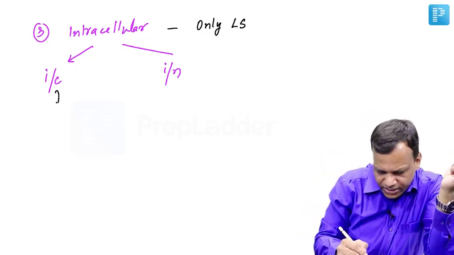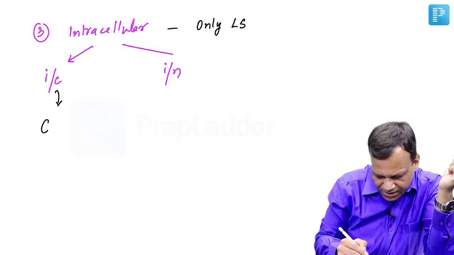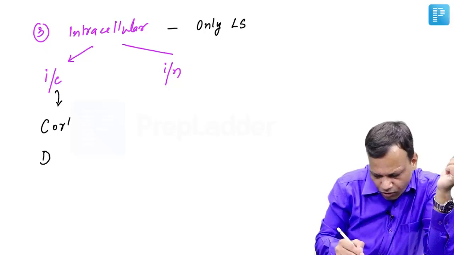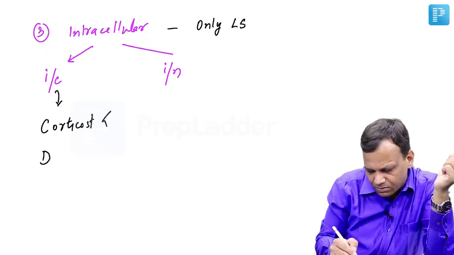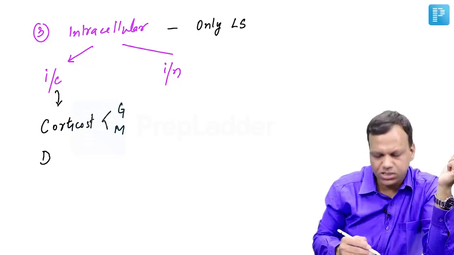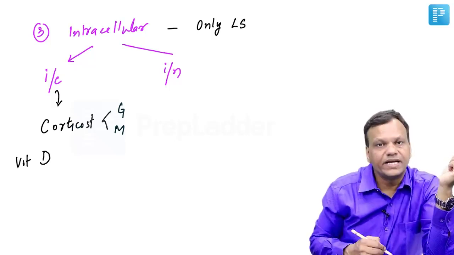And the drugs which work on intracytoplasmic receptors are remembered as CD. So these are receptors for corticosteroids. That means glucocorticoids and mineralocorticoids. And D means receptors of vitamin D.